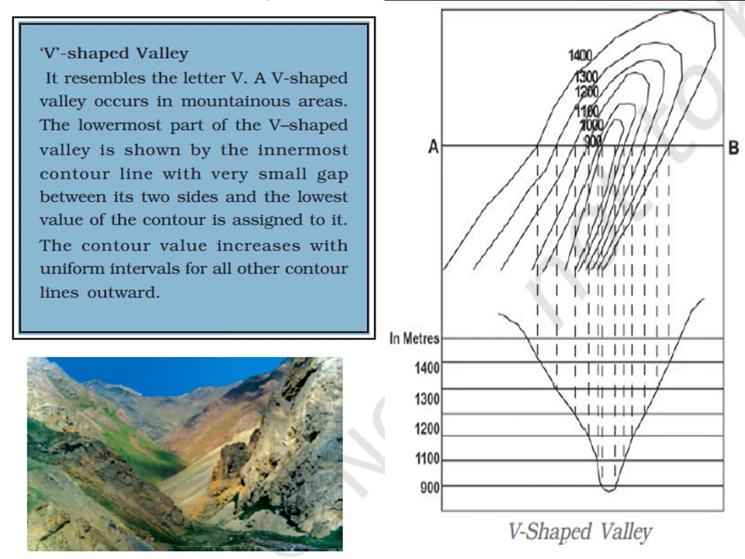A V-shaped valley is easily identified on a contour map with the contour lines close to each other and a very dominant V formed. The contour value increases with uniform intervals, the distance between the two contours being a uniform interval for all other contours outward, right? So this is about the V-shaped valley on the topo sheet.